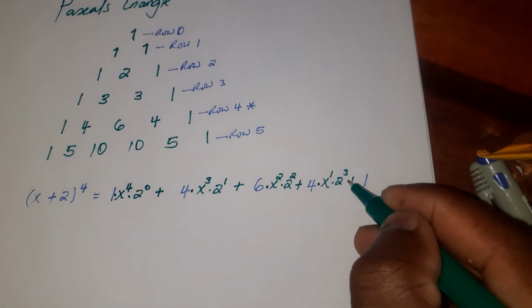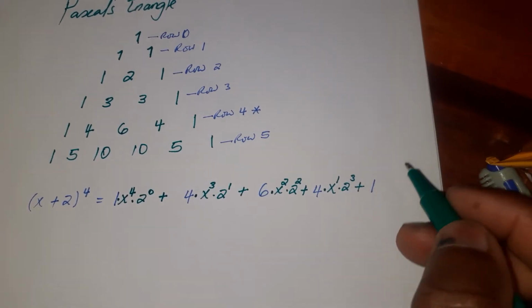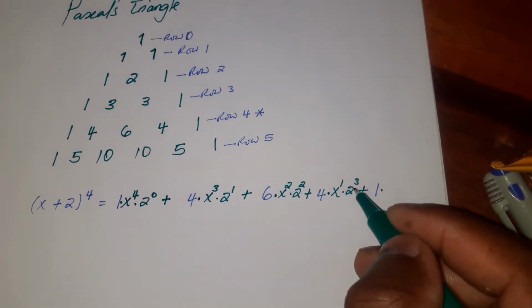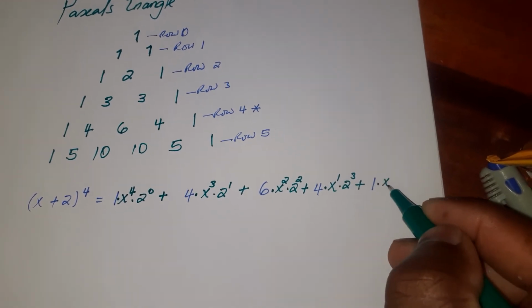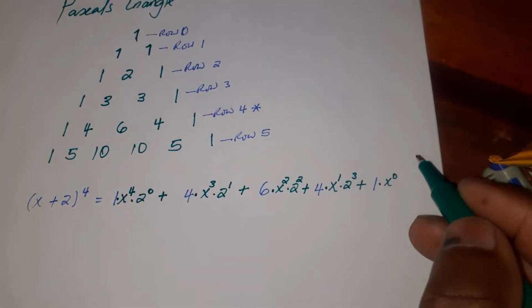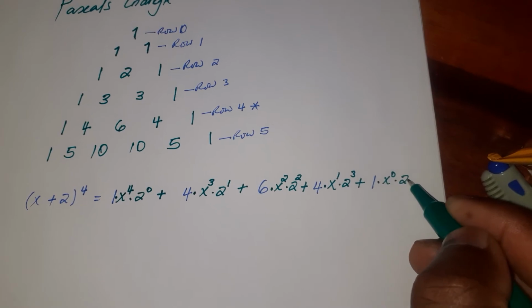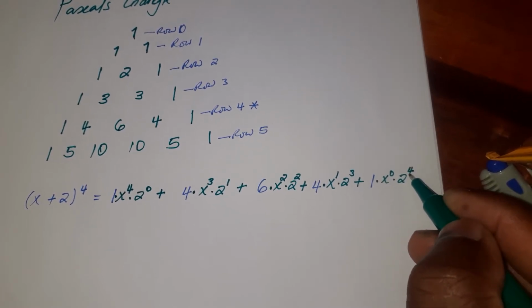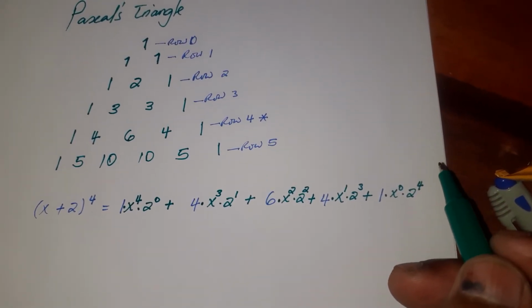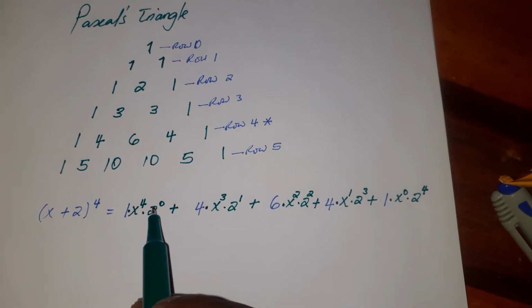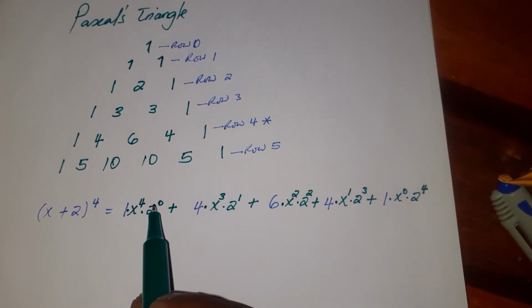And then plus, the x here should be reduced by 1 so that we can have x to the power 0. And then the 2 should be increased by 1 to have 4. Now keep in mind that the exponents of x and 2 should add up to 4.